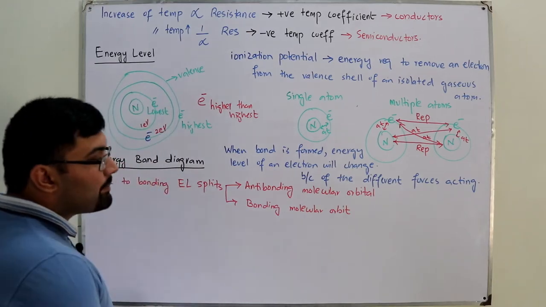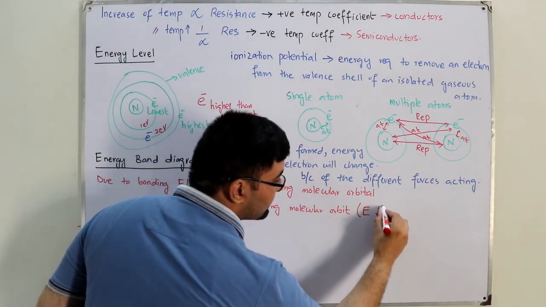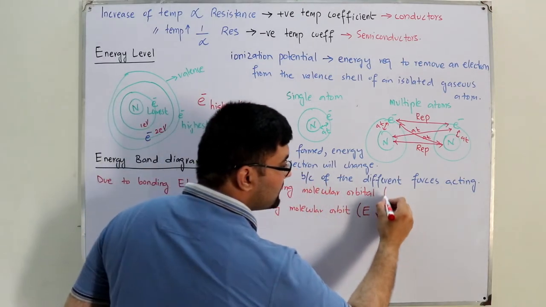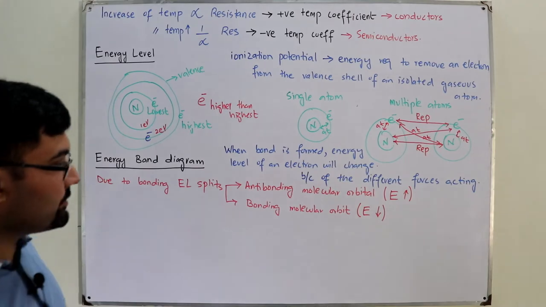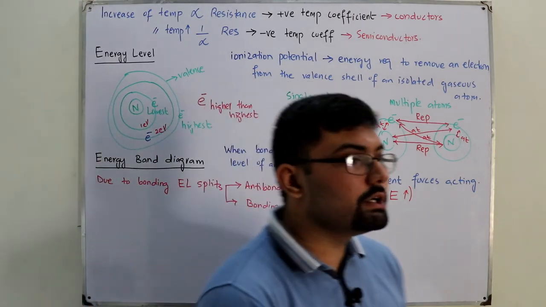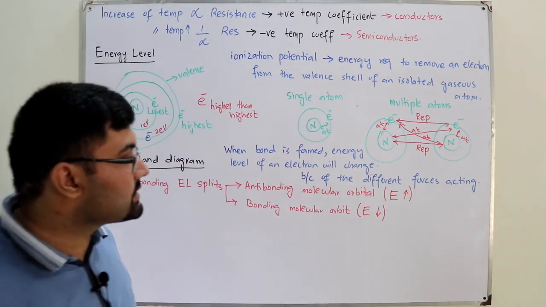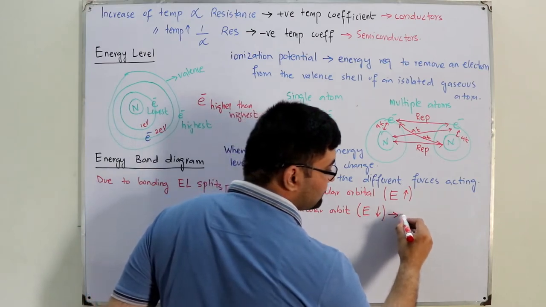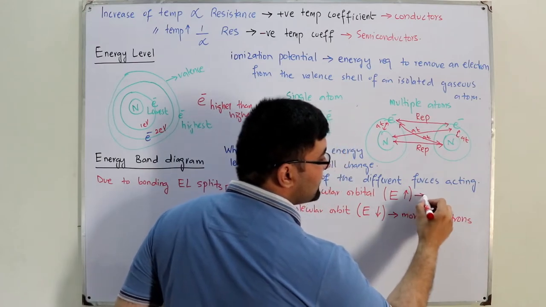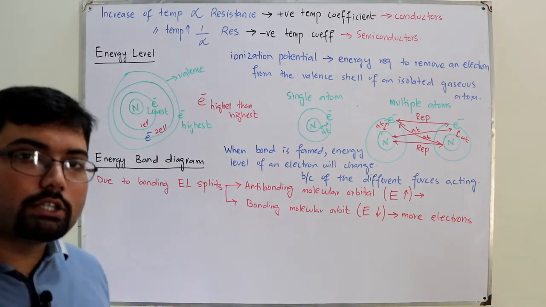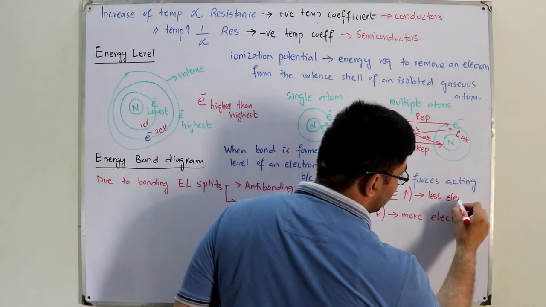The difference is that in the bonding molecular orbital the energy is less, whereas in the anti-bonding the energy is greater. And you know very well that everything in the universe would like to go to a stable state, a lower energy state. So if this is a lower energy state, electrons would prefer to be here, so over here you would have more electrons. And if this is a higher energy state, each electron would try to lose energy and get into a lower energy state, which means over here you would have fewer electrons present.